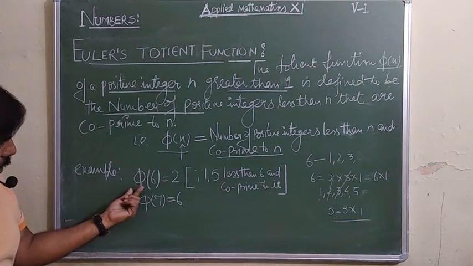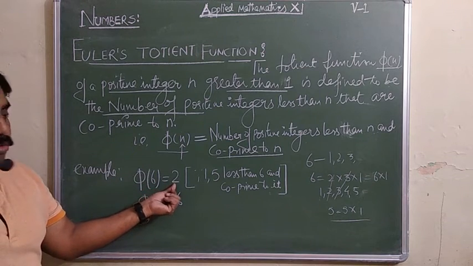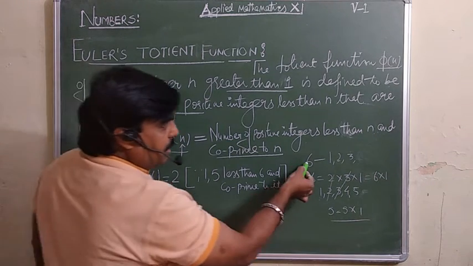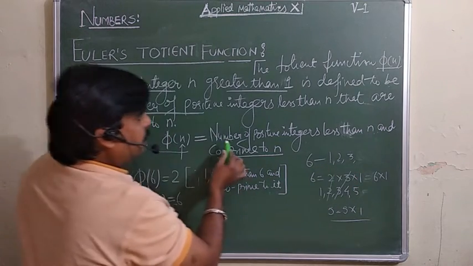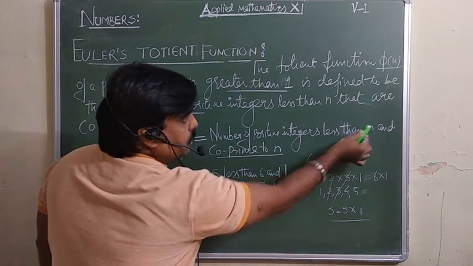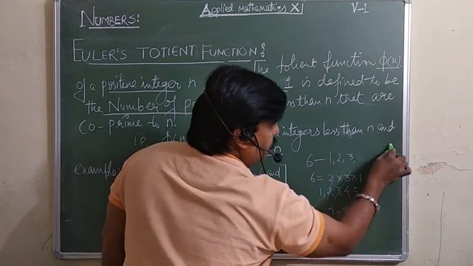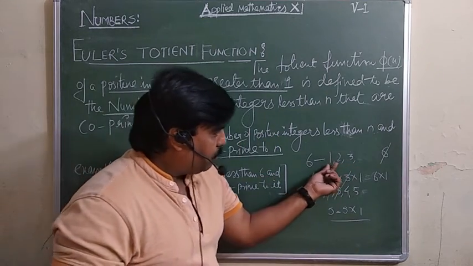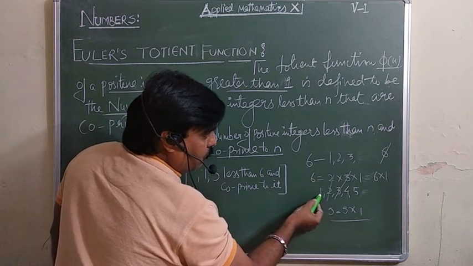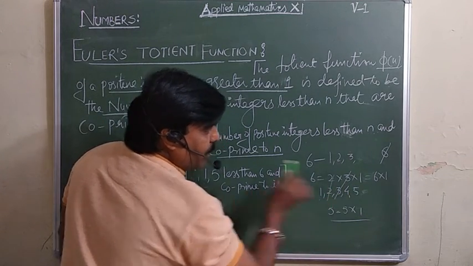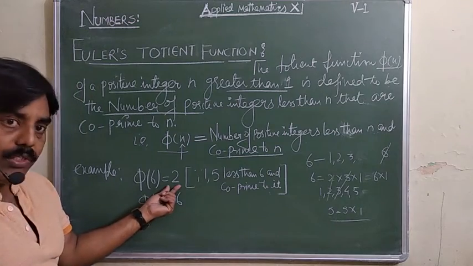For instance, suppose you are taking phi 6, that will be equal to 2. Just see how. You will take the factors of 6, so that 6 is divided by 1, 2, 3. Positive numbers less than the number itself, so 6 will not be included here. And the numbers which are less than 6 are 1, 2, 3, 4 and 5. So why we are writing 2 here? हम 2 क्यों लिख रहे हैं?